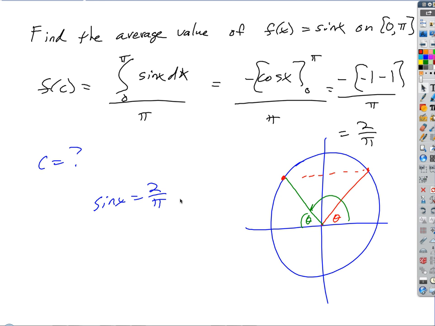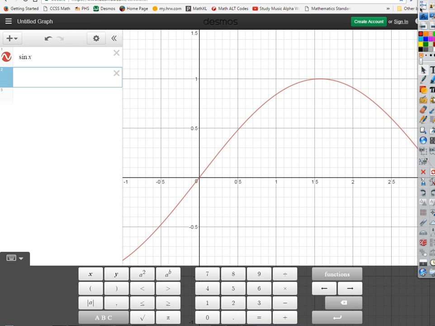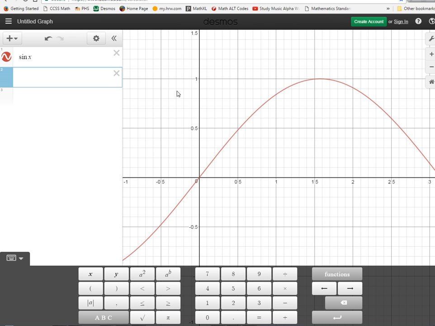Instructional art. So we just want to know, when does sine x equal 2 over pi? That's what we're doing. There's sine x. Let's intersect that with 2 divided by pi, and y equals, oh, I have to do y equals, don't I? Yeah. There we go. So let's find those intersections.